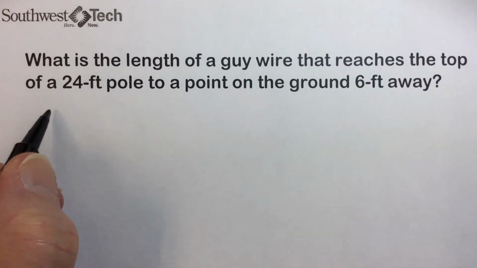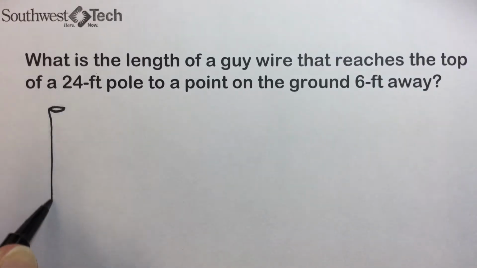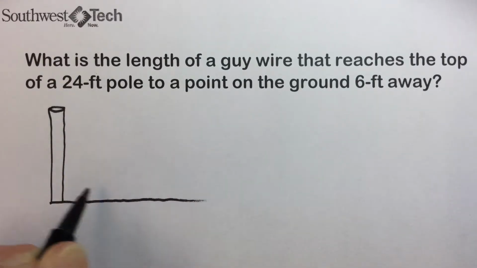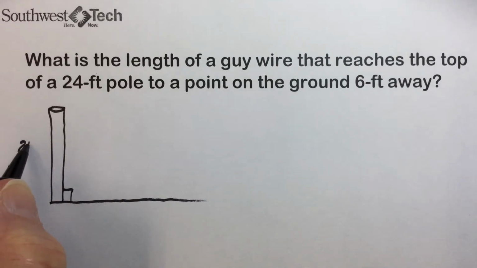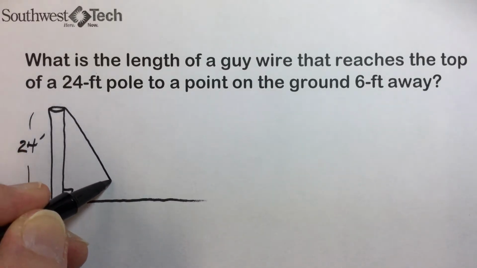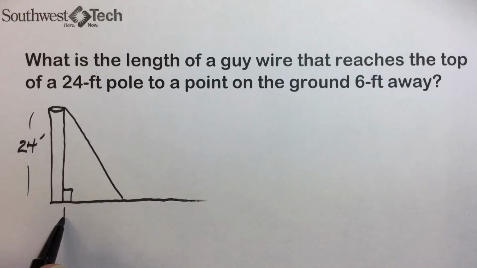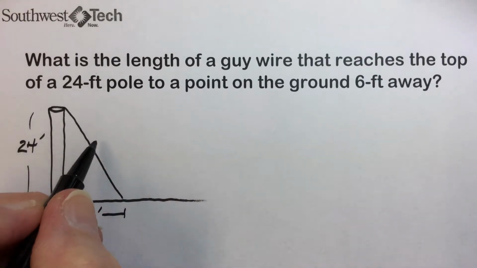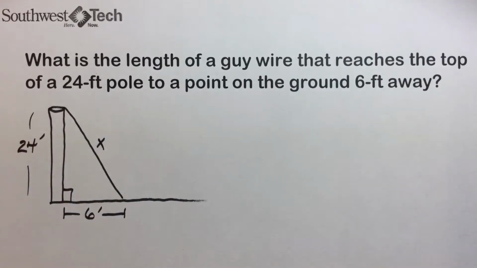Well, let's draw a representation of what's going on here. So we have a pole. We're going to make an assumption that the pole is perpendicular to the ground. It tells us that the pole is 24 feet tall and that we have a guy wire attached to the top of the pole that is 6 feet away from the pole. And the question is, what is the length of the guy wire?